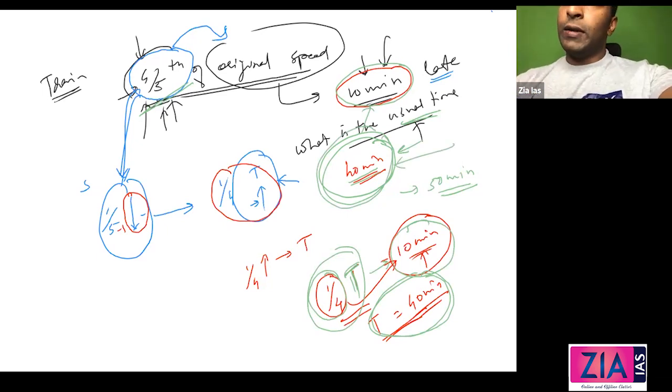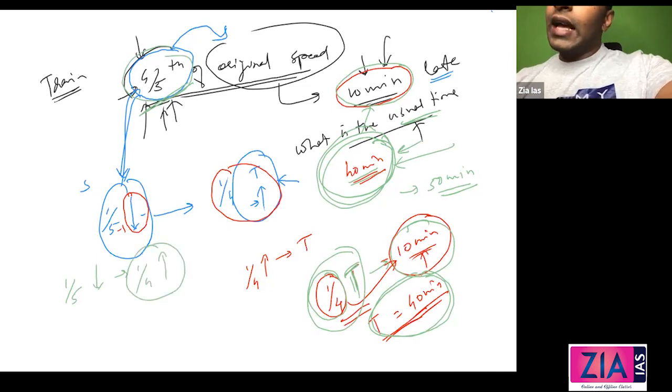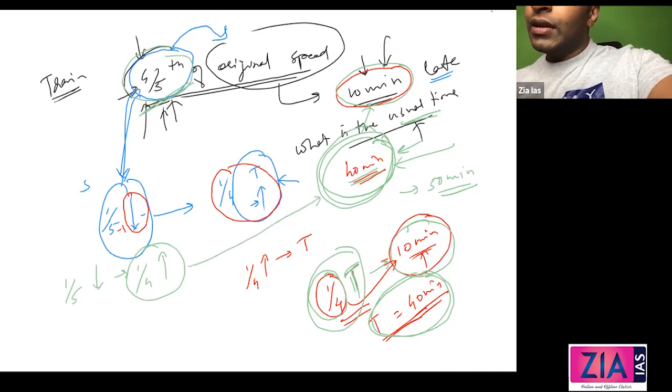If you need to calculate this, 4 by 5 is the speed now. That means 1 by 5 reduction. What will happen? 1 by 4 increase in time will happen from this. So what is 1 by 4 of 40? 10. That is what you got here.